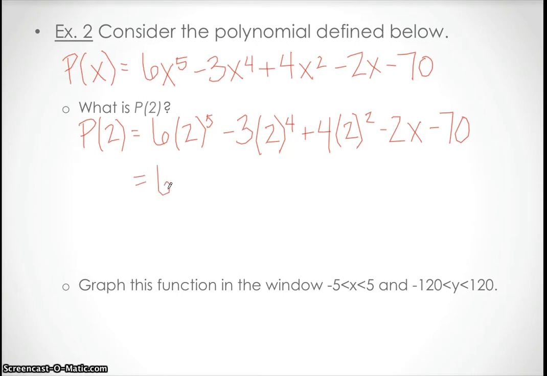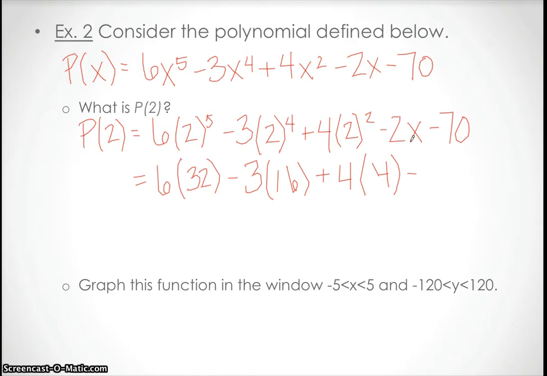So 2 to the fifth power is 32. We're going to do 6 times 32 here in a second. Minus 3. 2 to the fourth power gives me 16. You should know your powers pretty well after the last unit. Plus, we'll keep the 4 on the outside, and then 2 squared is another 4. So that's 4 times 4 here.